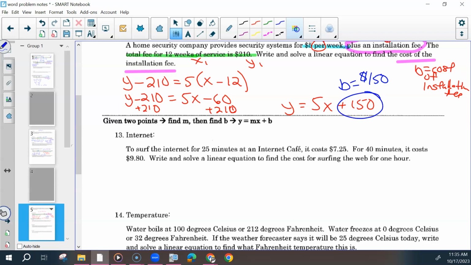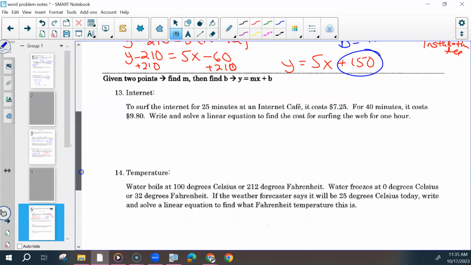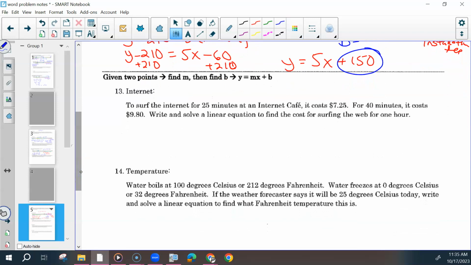These, I will say, are the most complex, but that depends on how you solve it. There are multiple ways to do these. So let's start at 13. Internet. To surf the internet for 25 minutes at an internet cafe, it costs $7.25. For 40 minutes, it costs $9.80. Write and solve a linear equation to find the cost for surfing the web for 1 hour. What's important here?